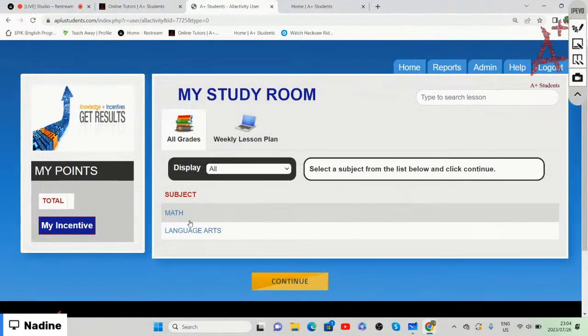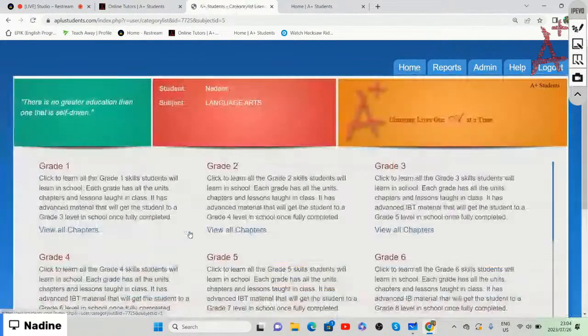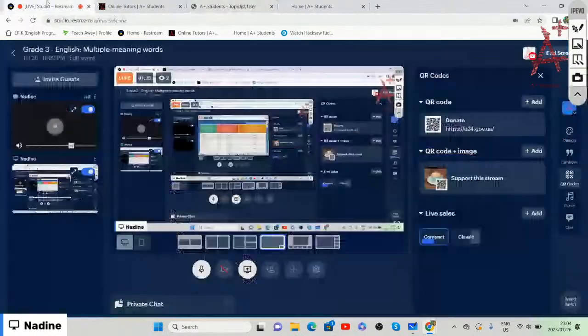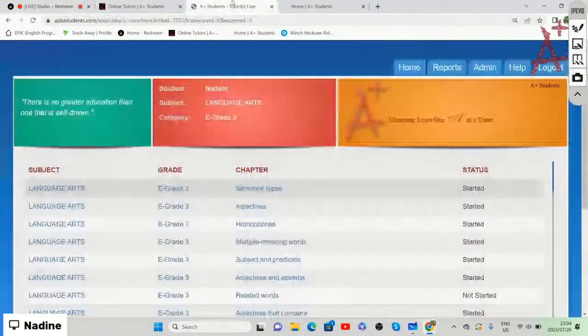Once we've logged in, we are going to select the subject of language arts, right? And then grade 3. Once we've selected language arts, grade 3, we're going to scroll down to the chapter of multiple meaning words. So we are on the chapters, and then we're going to multiple meaning words.